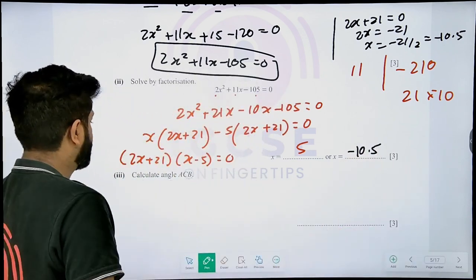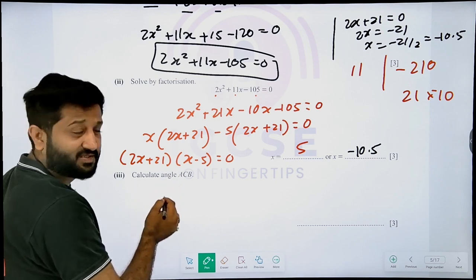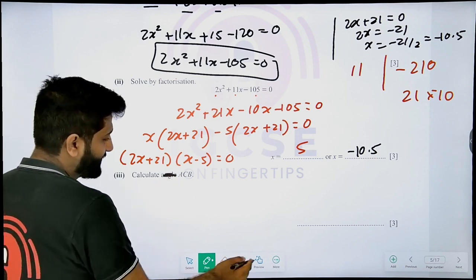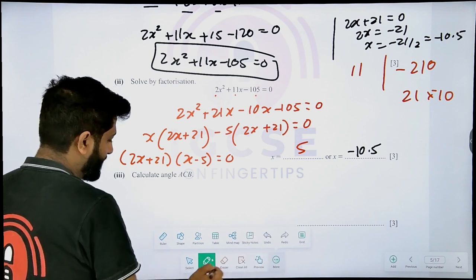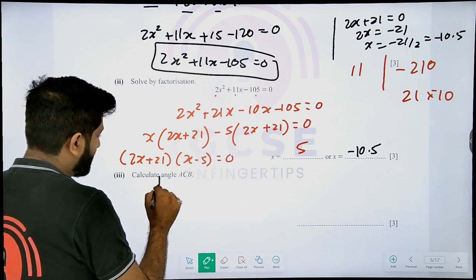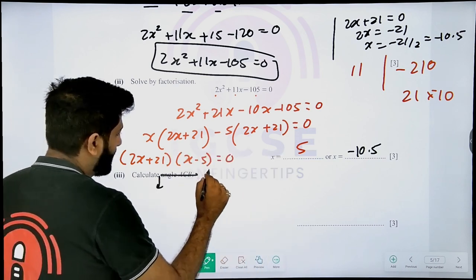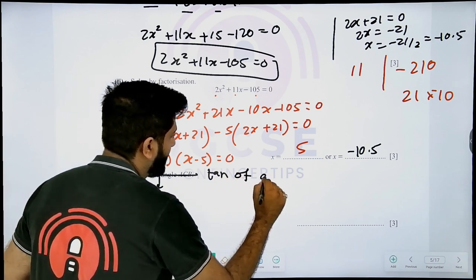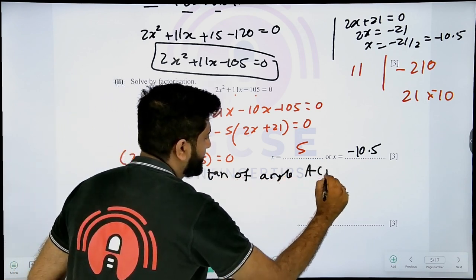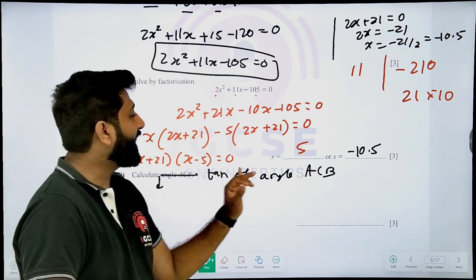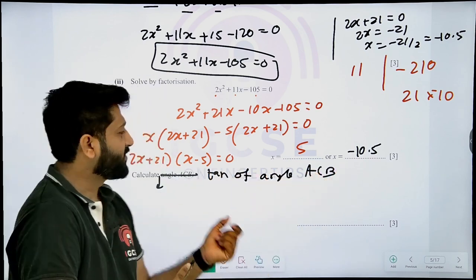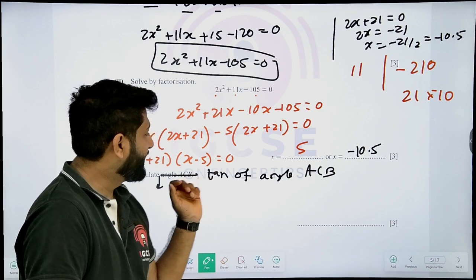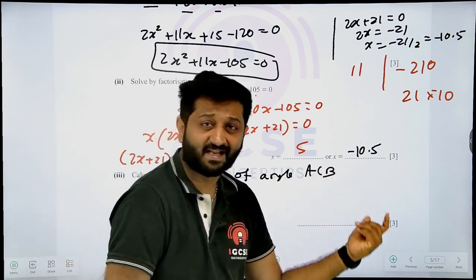Now for the second part, I'm just changing this question by adding one more thing. Calculate the tan of angle ACB. They could even ask to calculate the sine of angle ACB, or even the cos of angle ACB, right?